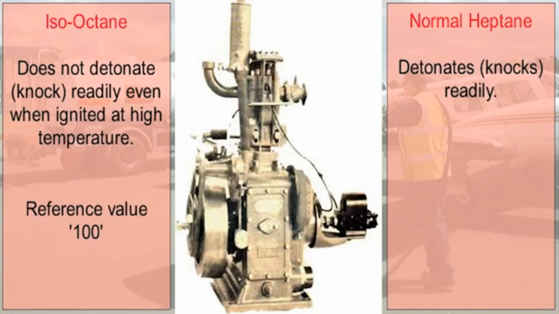Isooctane has very good combustion characteristics and shows little tendency to detonate when mixed with air and ignited at high temperatures. It's given a rating of 100. Normal heptane, on the other hand, detonates very readily and has a rating of 0.